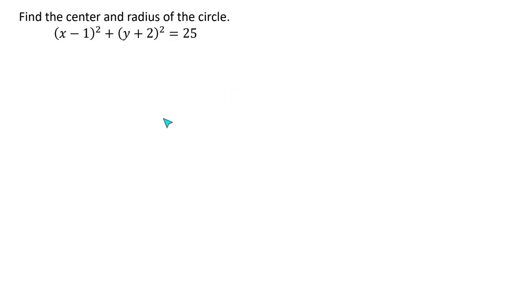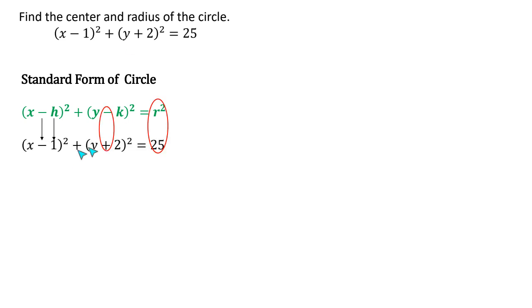Next, they want us to go reverse, right? They give us the equation, and they want us to find the center and the radius. So I always start by writing the standard form just so we can have it in front of us. And then I like writing our equation right below it. So here we have x, we have our subtraction sign. That means that h is going to be 1.